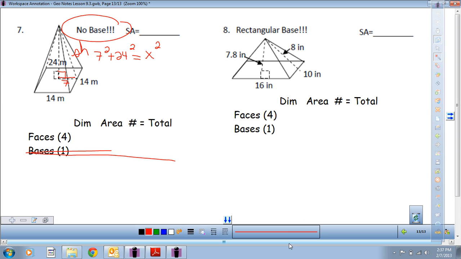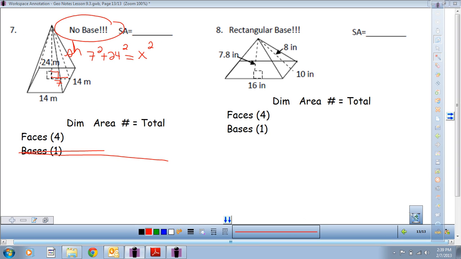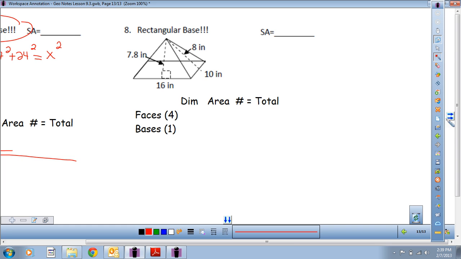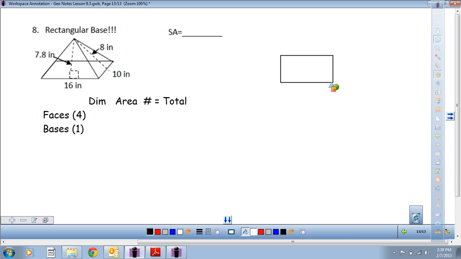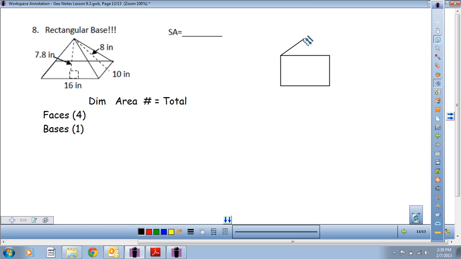Now what I want to look at is number 8. This one's a little bit harder. It's different because if you look at this guy, I have a rectangular base. Meaning, I actually have 2 different slant heights. So what I'm going to do is draw these different lateral faces, kind of show you what it's going to look like once we do that.